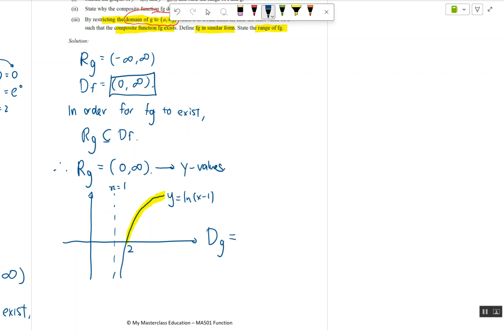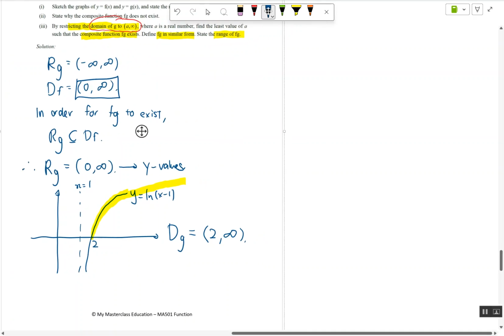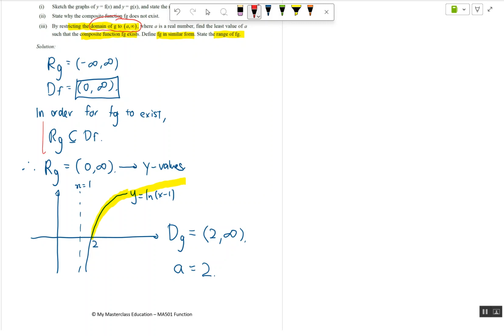We can see that the x-intercept is 2, and it does not include 2. The x values will continue to go on until infinity. So comparing to what the question wants, by restricting the domain of g to a comma infinity, we can say that a must be equal to 2. Now, in this case, the composite function can exist.